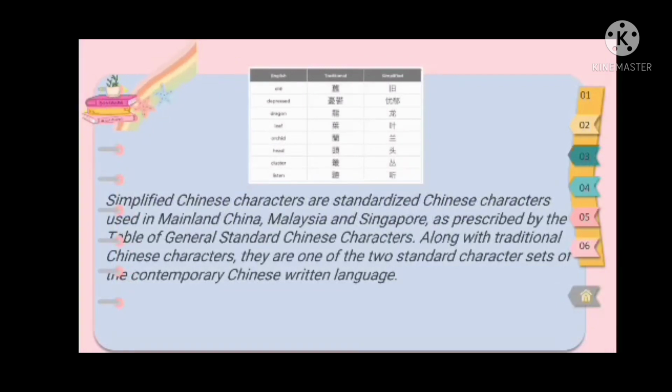Simplified Chinese characters are standardized Chinese characters used in mainland China, Malaysia, and Singapore, as prescribed by the Table of General Standard Chinese Characters. Along with the traditional Chinese characters, they are one of the 2 standard character sets of the contemporary Chinese written language.